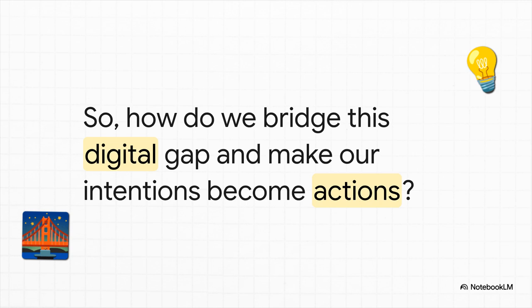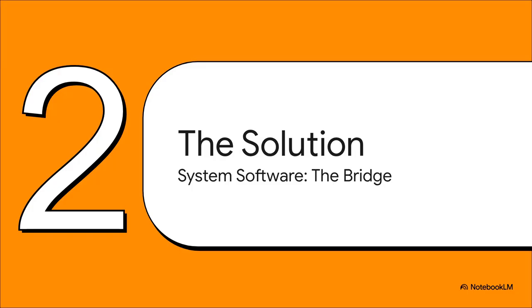Okay, so the big question is, how do we cross this divide? How do we get our intentions translated into actual actions? Well, the answer is in this incredibly powerful but almost always invisible piece of technology. And that bridge, that amazing universal translator in our digital world, is system software. It's the silent hero working tirelessly behind the scenes, making everything we do on our devices possible.